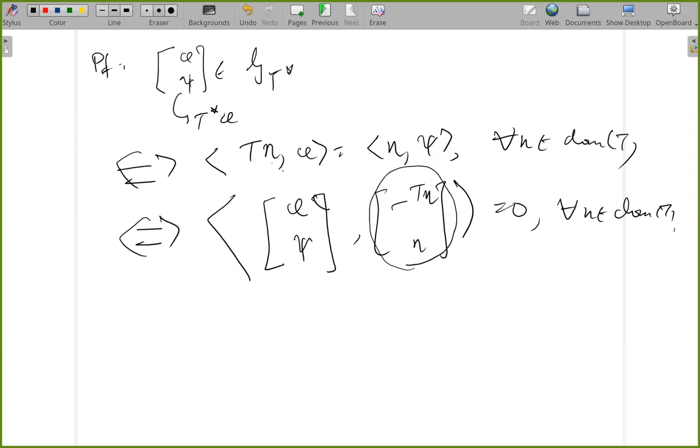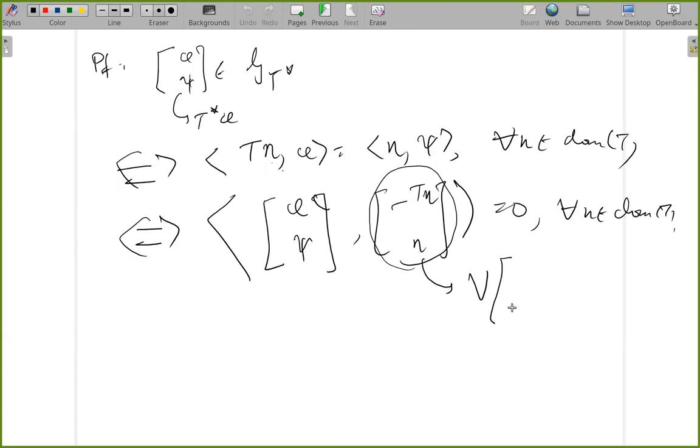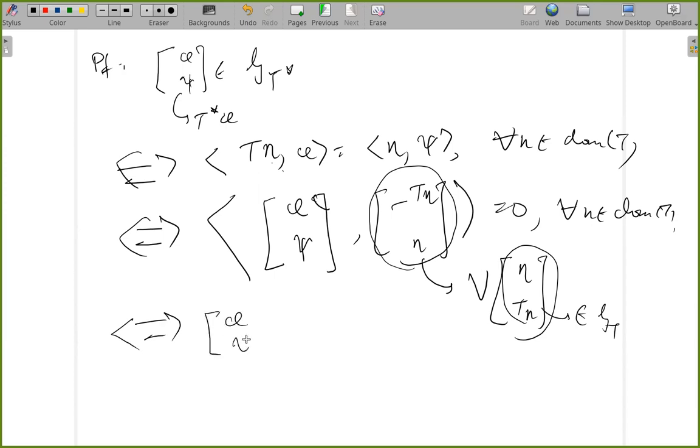Now, what can you say about this? Remember, what is the definition of V? V of phi psi just flips them and puts a minus sign on the top. So this is nothing but V of eta t eta by definition. And this is nothing but things in the graph of T, right? This vector belongs to graph of T. So here what I have is elements of V of graph of T. Here I have a generic element of G of T star. So what I've concluded is that they're orthogonal to each other. So that's all, just manipulating inner products. So phi psi belongs to V of GT part. Okay.